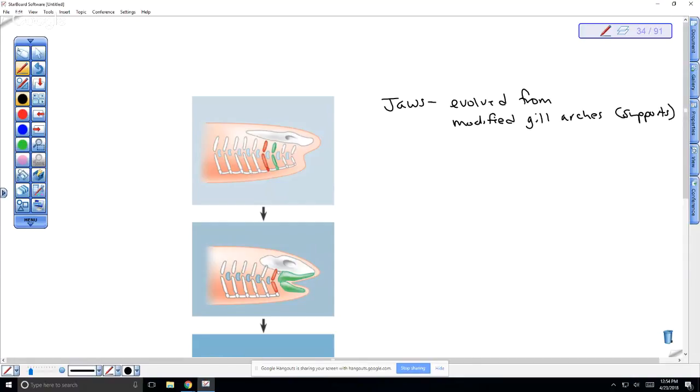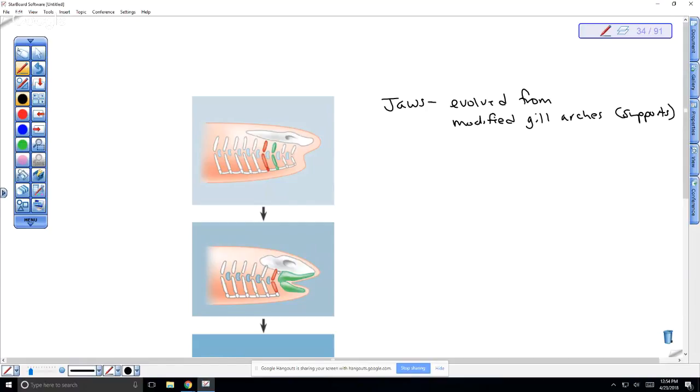So remember that all chordates have pharyngeal gills, but in order to support those openings, you have to have a skeletal element to support them. So this would be like in the lamprey. So notice in the lamprey, they do not have jaws, but they have these skeletal elements that serve as support. So here we see that these have been modified to form the jaw.